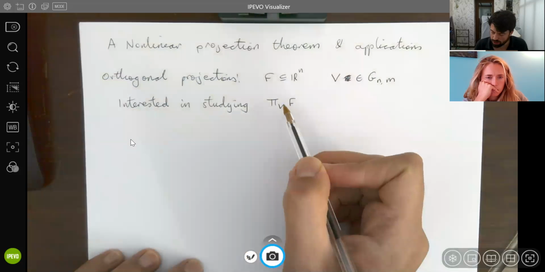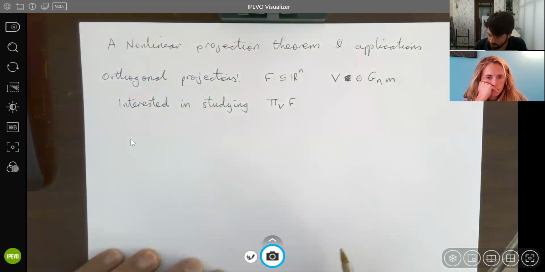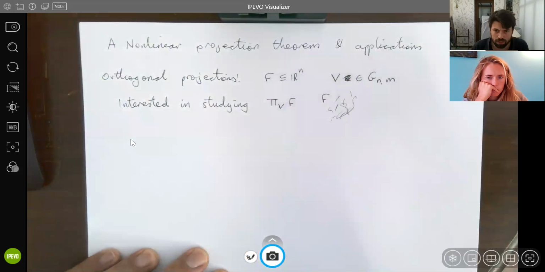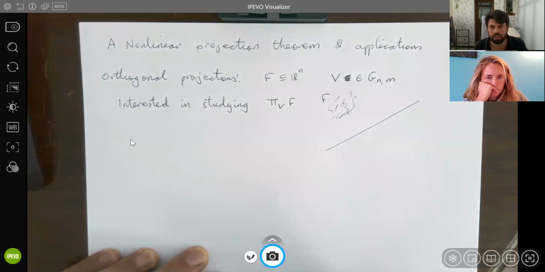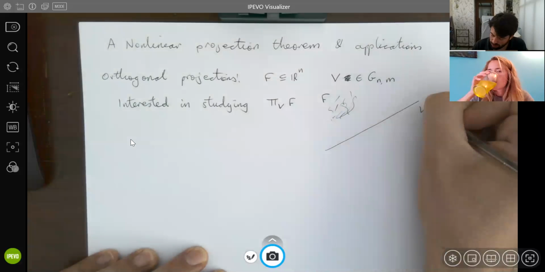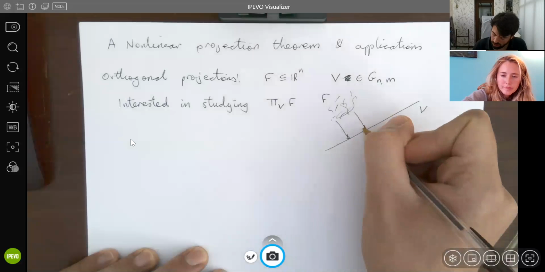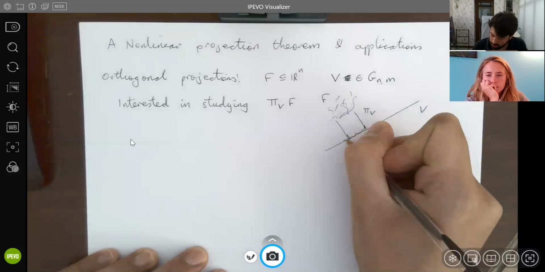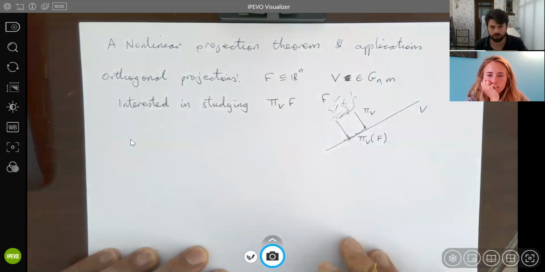And of course, the geometry of F should be related in some sense to the geometry of the projection of F. And the basic picture is you have some set F, this is drawn in the plane. And if I'm in the plane, then the subspaces are one-dimensional, so they're lines. So here is V, here is F, and here is the action of pi V. And then I have a set down here, which is pi V of F.